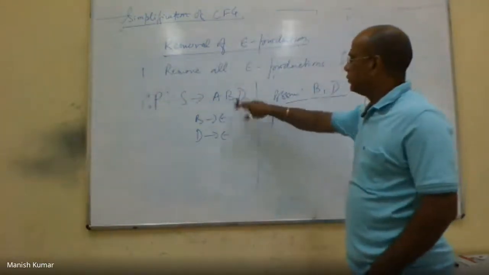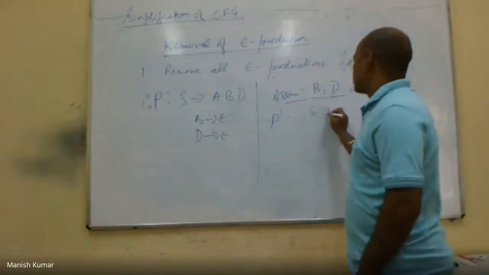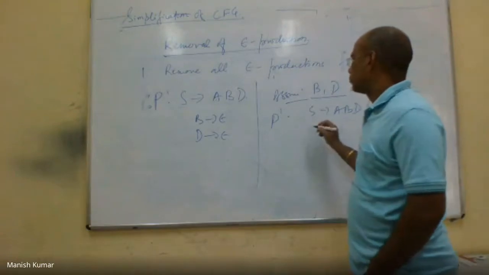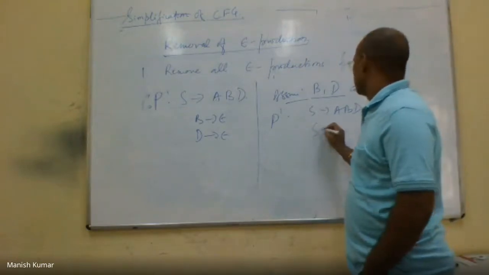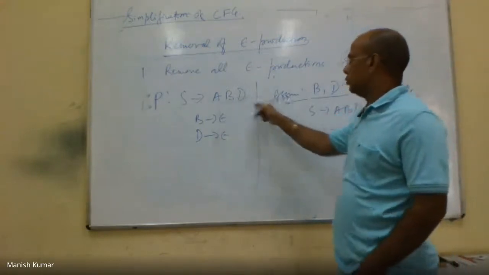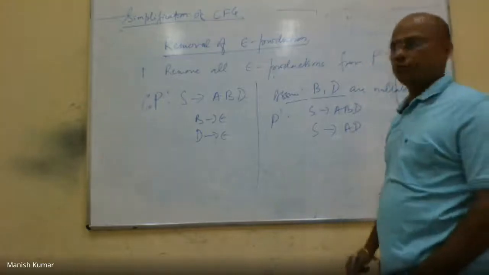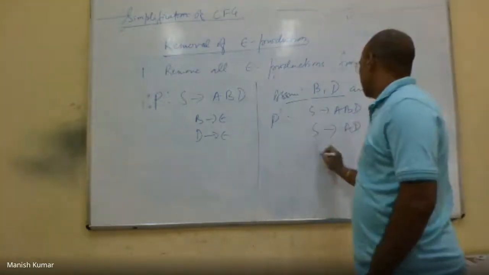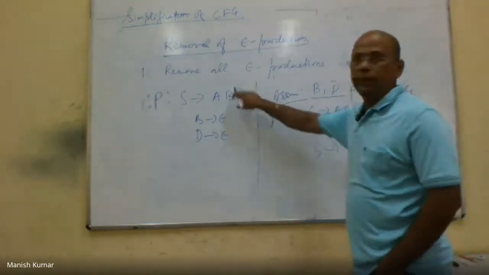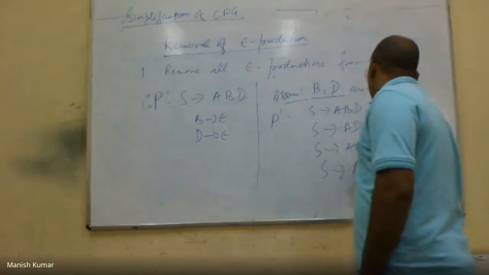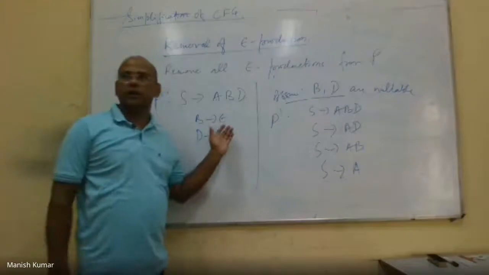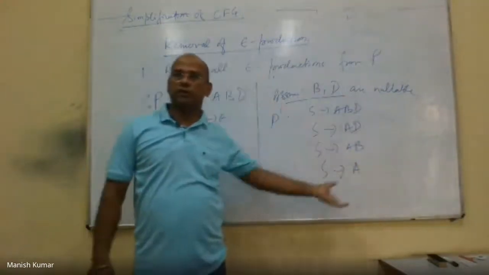First go for B to be placed. So first this will be A, B, D. Okay. Now if you place B here, epsilon here, you will be going for AD. If you place D here, you will be going for AB. If you place epsilon for both B and D, you will be going for this. So this particular set can be replaced with this particular set.